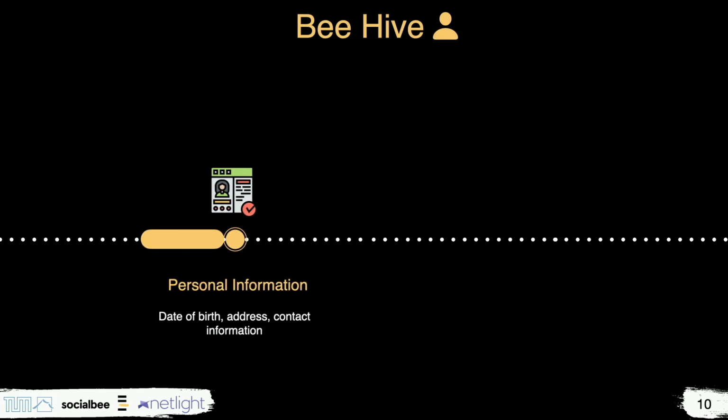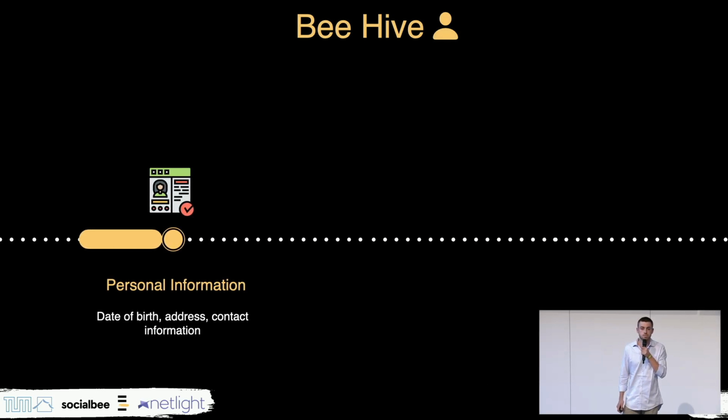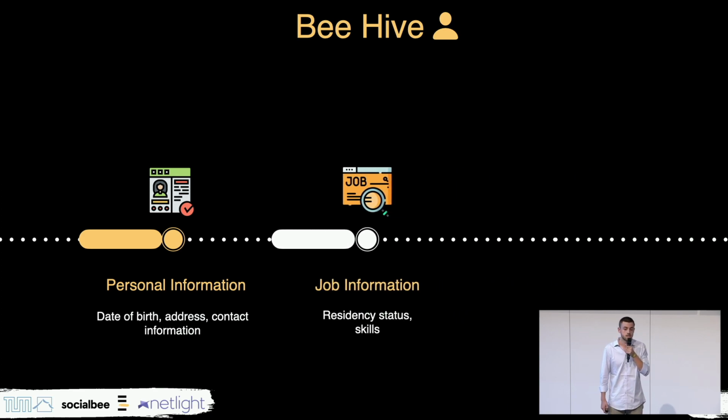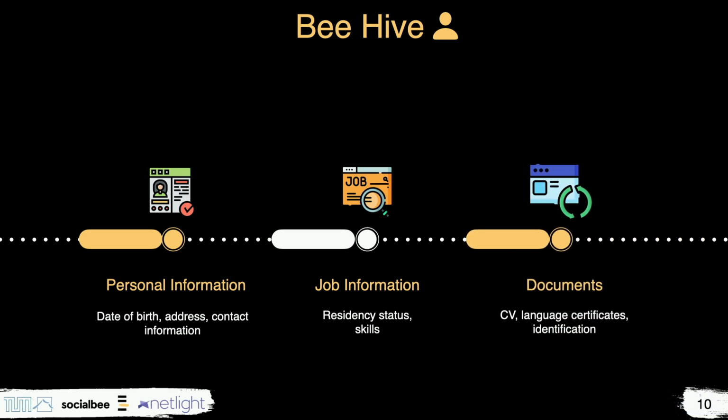We then moved on to the beehive. Now the beehive lets users maintain their personal information, like their date of birth, their contact information, and their address. And users only have to provide this information once and can use it to apply to many different job postings. The beehive also lets users maintain their so-called job information, which is their residency status and their skills, which they can then use to match job postings that match their skills. And finally, our job hive provides functionality for users to upload their documents, like their CV, their certificate of German proficiency, and their identification.